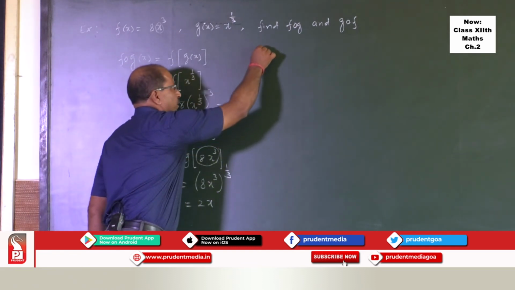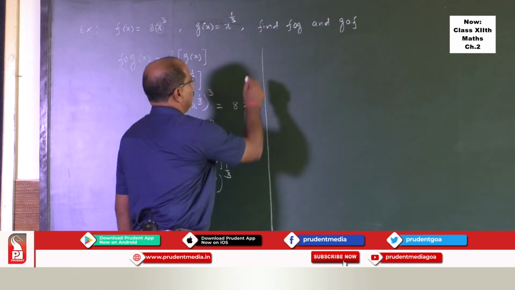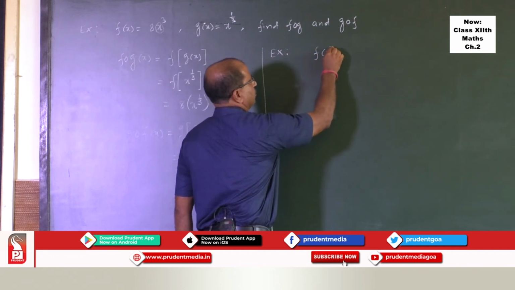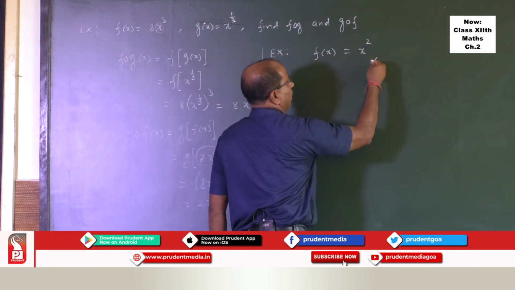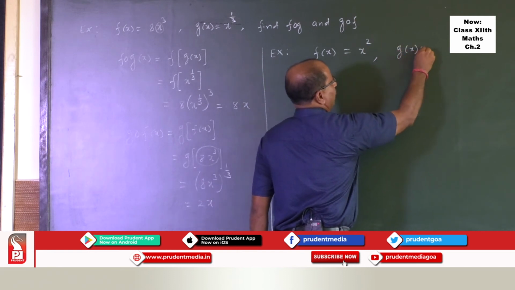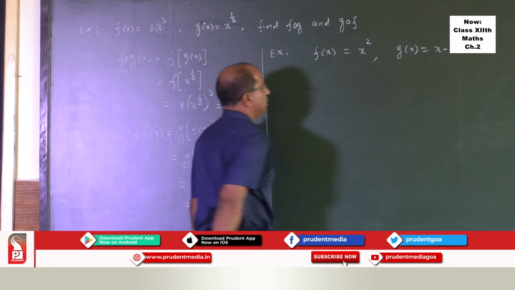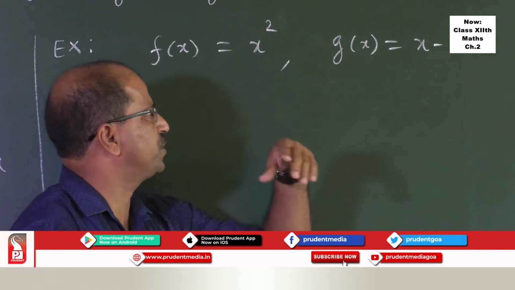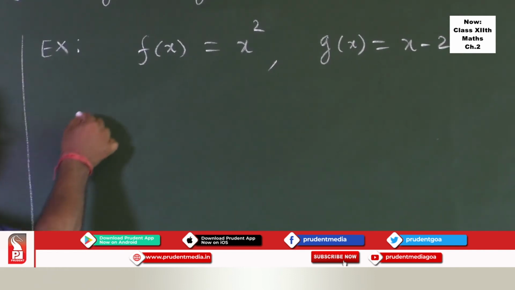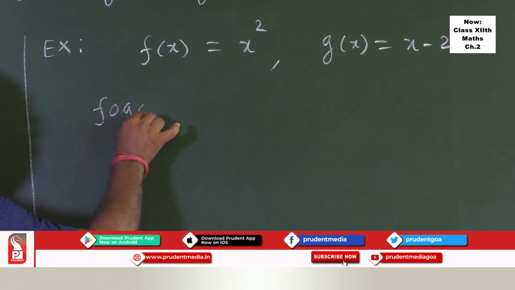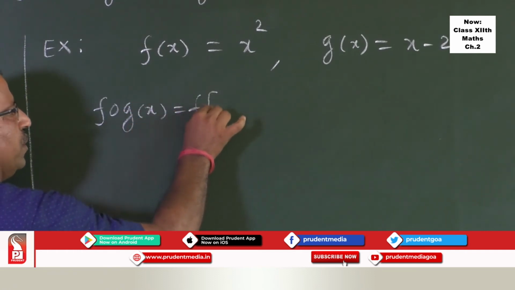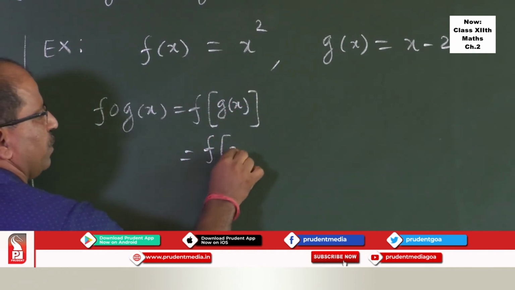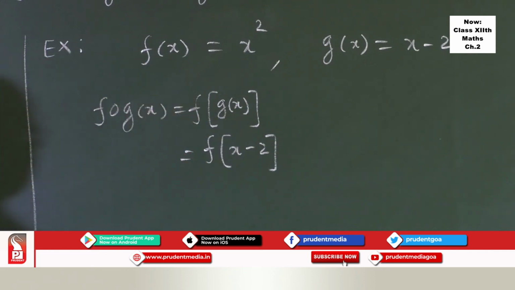Let us take one more example on the other side of the board. Supposing I take f of x is equal to x squared and g of x is equal to x minus 2. These are the two functions. Let us find f composite g of x, which is equal to f of g of x, which is equal to f of x minus 2, since g of x is x minus 2.